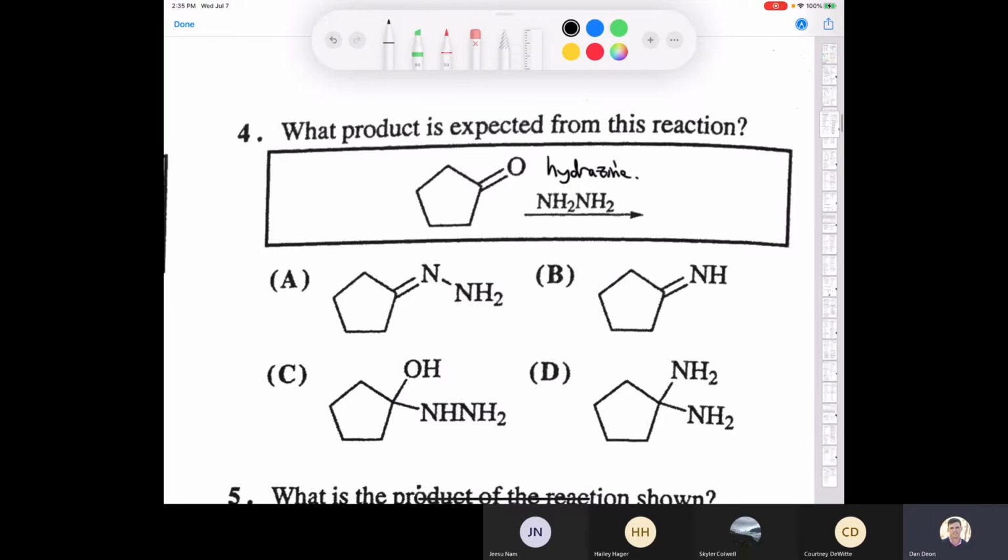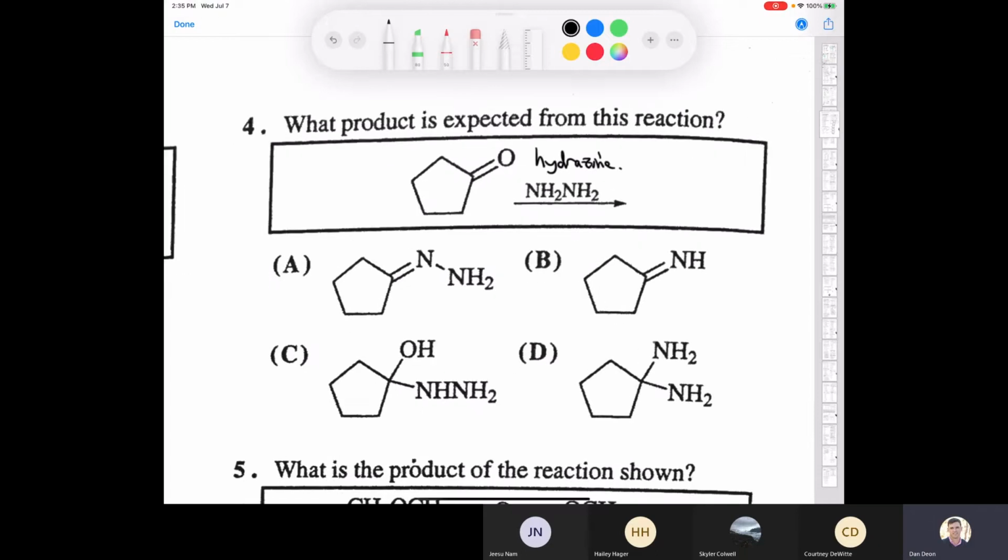Could anybody tell me which one of these would be the correct answer? And this is something that we looked at in detail this summer. Yeah, it's going to be A, isn't it? Right? This is a hydrazone. Hydrazone. Okay, and so the correct answer is A. None of the other ones are anywhere even near correct. I mean, this is an imine right here, but that has nothing to do with this particular reaction. So you would end up with a hydrazone in this case.